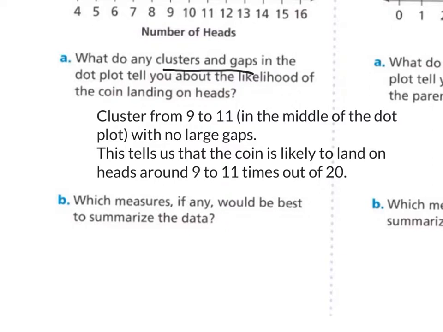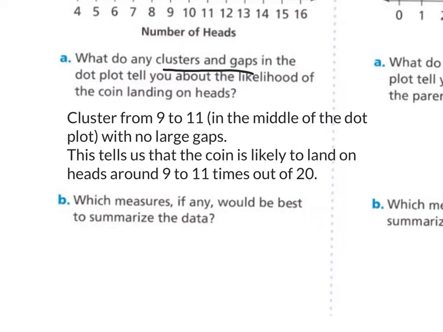Okay, if you remember at the beginning of the problem, they said that they flipped the coin 20 times. These were the results. So about 9 to 11 times out of 20 that they got heads, which is what we would expect, somewhere around there, because half of 20 would be 10. We would expect about half the time to get heads and half the time to get tails.